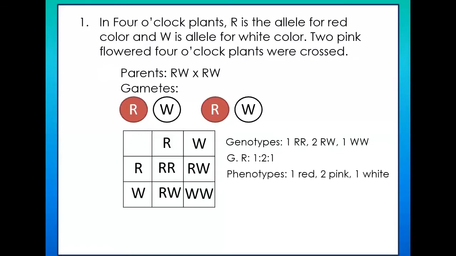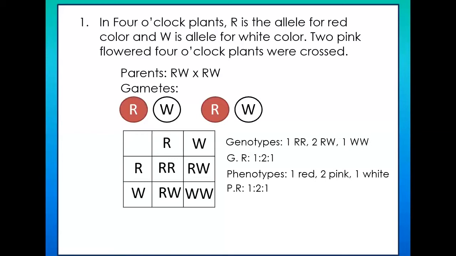For phenotypes, we have 1 red. We're no longer using homozygous or heterozygous here. That is only for genotypes. So 1 red 4 o'clock flower, we have 2 pink 4 o'clock flowers, and we have 1 white 4 o'clock flower. And getting the phenotypic ratio, we have 1:2:1. Same procedure as how we get the percentage for the genotype, in terms of the phenotypic percentage present for the phenotypes here. So you just simply apply 100% in total.